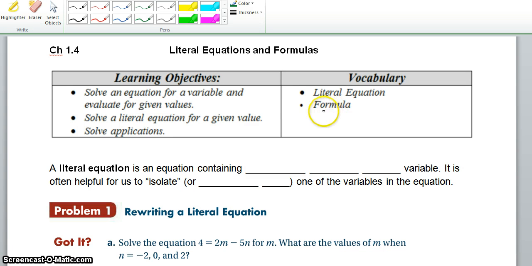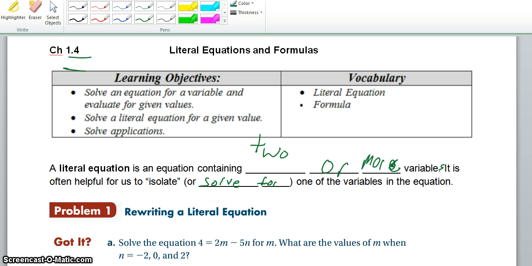We are going to start today by talking about literal equations. Hopefully you found the 1-4 notes in Schoology there in the Chapter 1 folder. But a literal equation is an equation that contains two or more variables. Bear with me as I get used to the ink pad. It is often helpful if we isolate, or, as you probably know, solve for a variable. When we isolate a variable, we're often solving for what that value is.